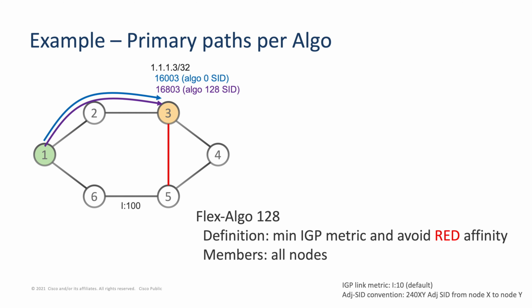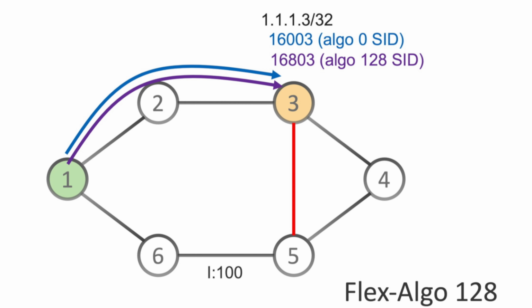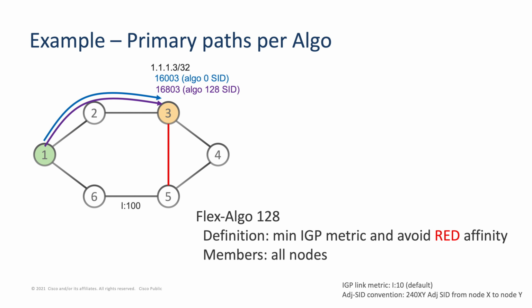Let's look at an example. All the routers are members of a FlexAlgo instance called 128. In this instance, we are minimizing the IGP metric while avoiding traversing the link with the red affinity between nodes 3 and 5. We will consider the case where router number 1 is the point of local repair, where we program primary and backup paths, and we're going to use the destination of the loopback of router 3 in this example. Router 3, as shown, will have 2 segment routing labels associated with its prefix: a blue label, 16003, belonging to Algo 0, and a violet label, 16803, belonging to FlexAlgo 128.